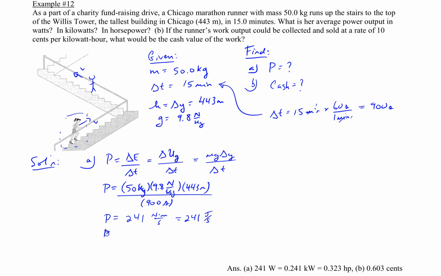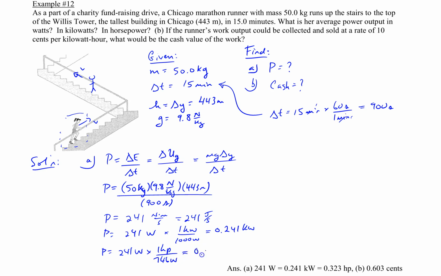Or you could say 241 watts. Or if you convert that to kilowatts, remember there are 1,000 watts per kilowatt. So this is really 0.241 kilowatts. Or if you really want to know what it is in horsepower, then it would be 241 watts multiplied by 1 horsepower over 746 watts.